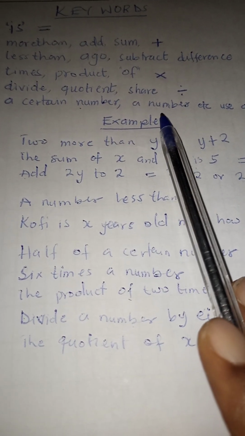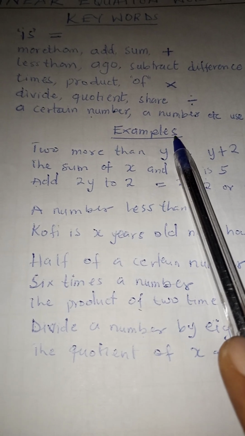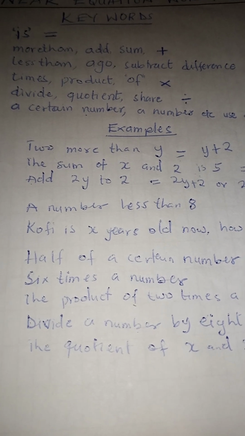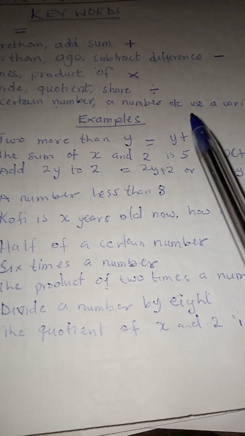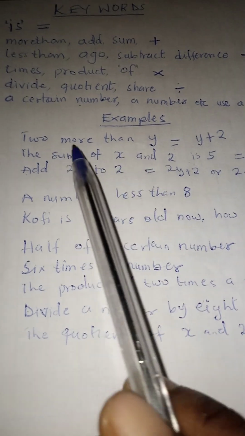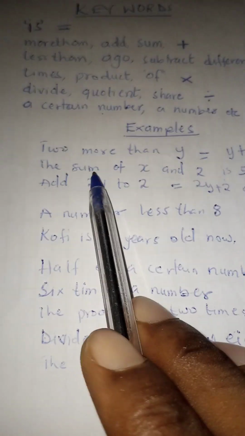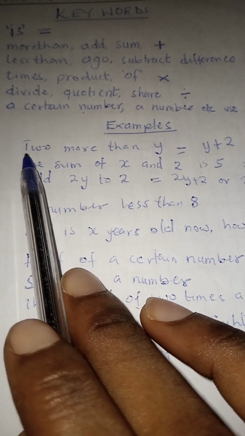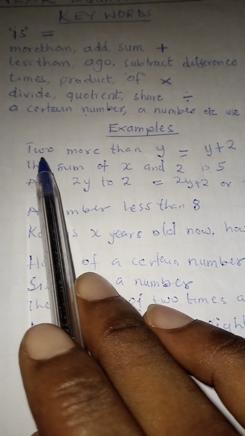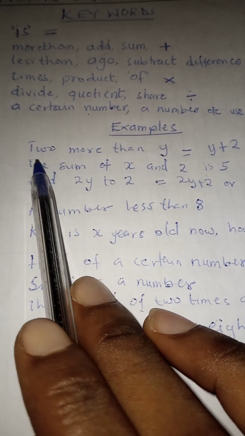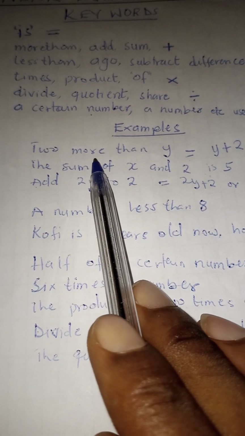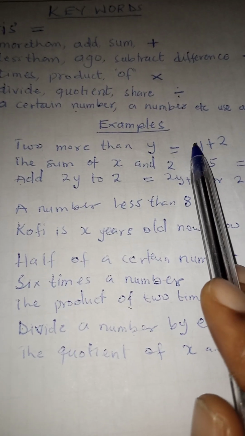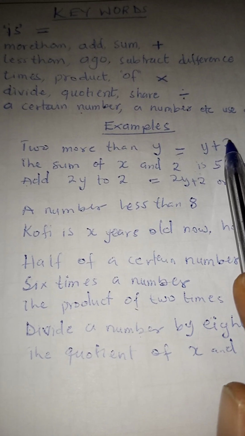When we were in class 1, we were using a box, as in box plus something is equal to. So that box is a certain number. So don't get confused when we are using the x and y's. Then I would like us to look at how to apply this to word problems, right? So with the word problem, 2 more than y can be written mathematically as y plus 2, right?